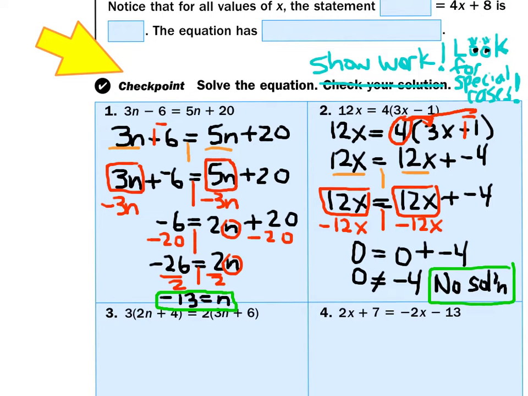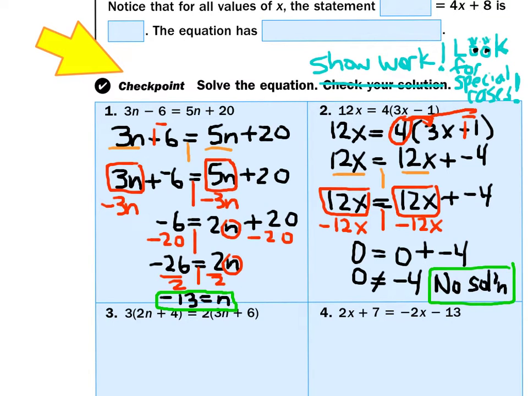Take a look at number 2. 12x equals 4 times the quantity 3x minus 1. So I copy it down, and then I grab my red, and I added a line and changed the sign in front of the subtraction. And I circled my 4 and I drew the rainbows because I saw this was distributive property.